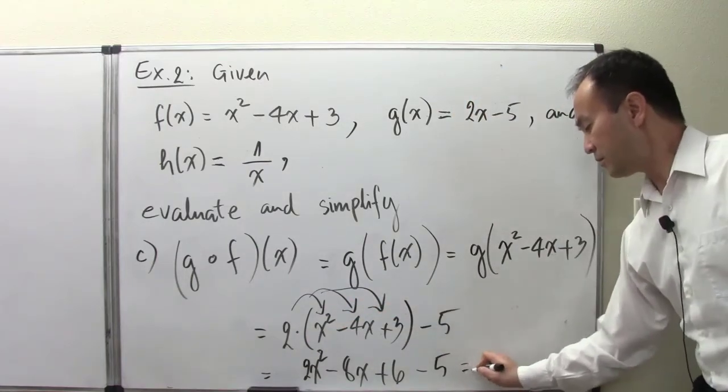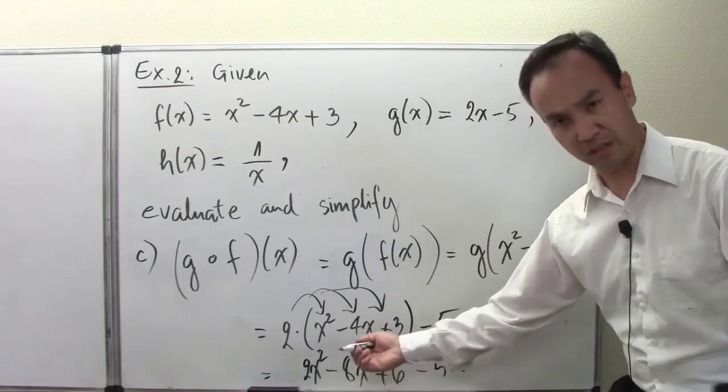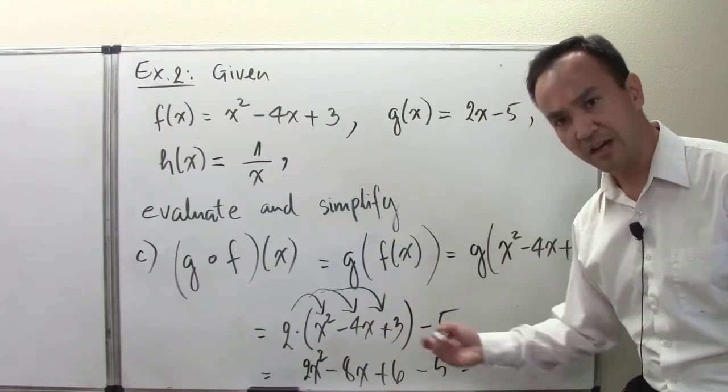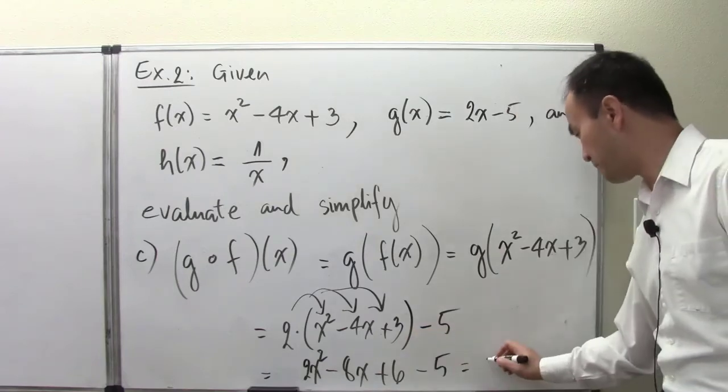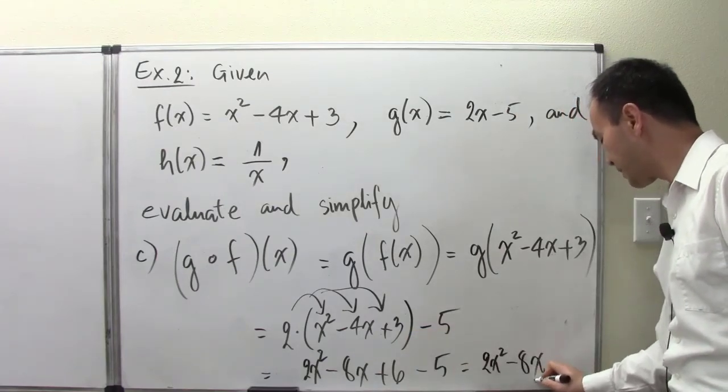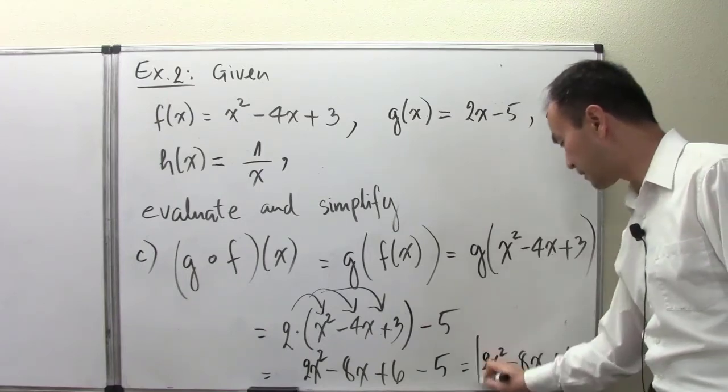This came out just as a consequence of distributing that 2 like that. And now we are ready for combining like terms. So 6 minus 5 is a 1 combined together. So 2x squared minus 8x plus 1.